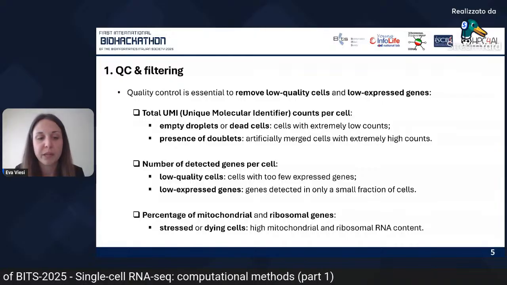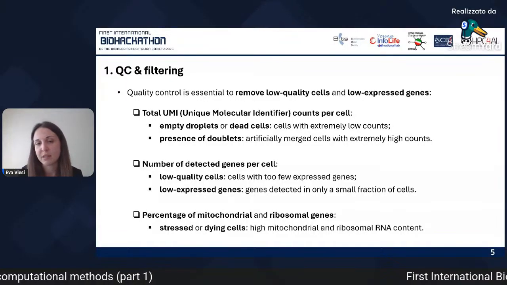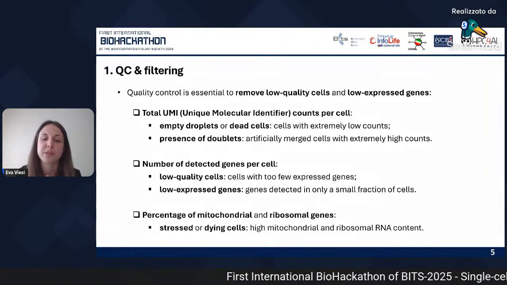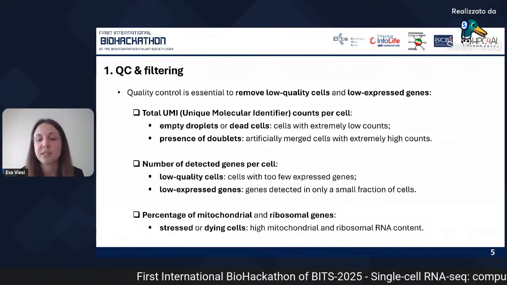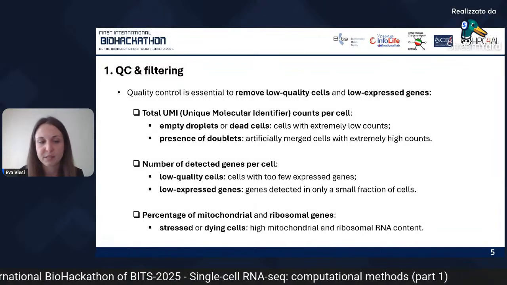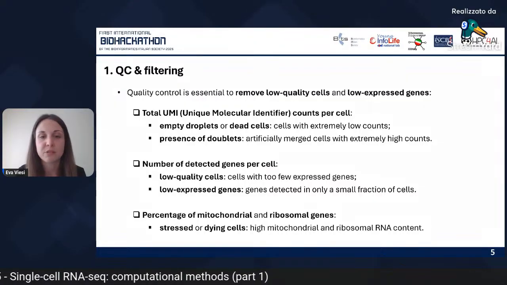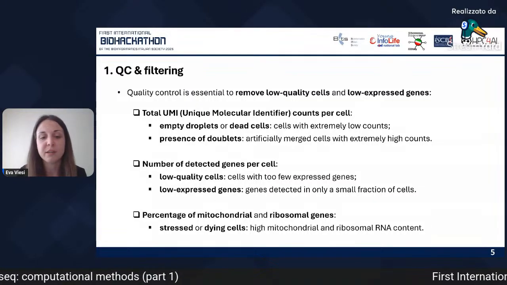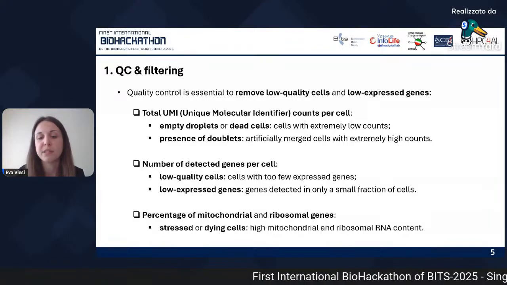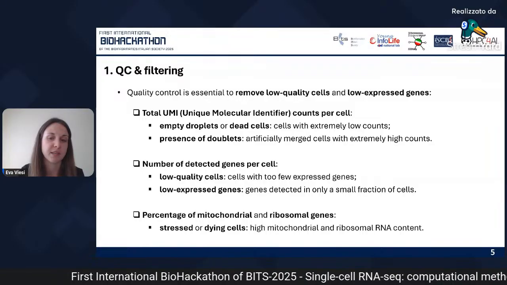Additionally, we evaluate the number of detected features or genes per cell to filter out cells that have few expressed genes, as well as genes that are detected only in a small subset of cells. And finally, we can also assess the percentage of mitochondrial and ribosomal RNA, since a high abundance of these transcripts may indicate stressed or dying cells.